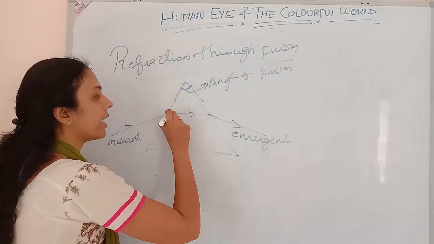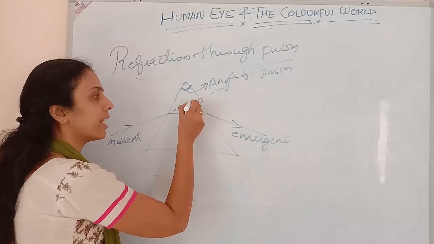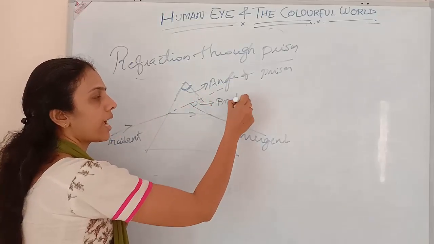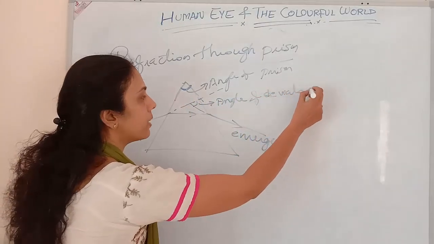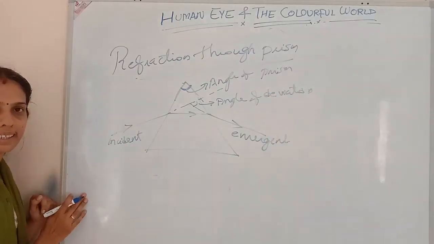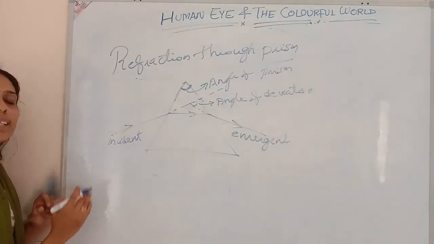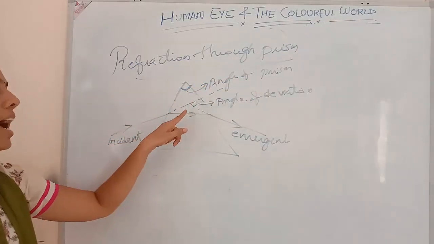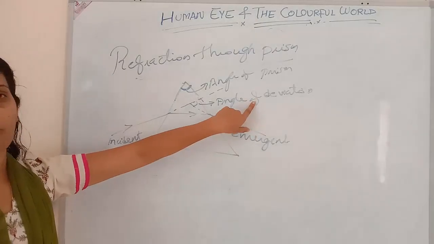And the angle between the incident ray and the emergent ray is called the angle of deviation. The angle between the two lateral sides is called the angle of the prism, and the angle between the incident ray and emergent ray is called the angle of deviation.